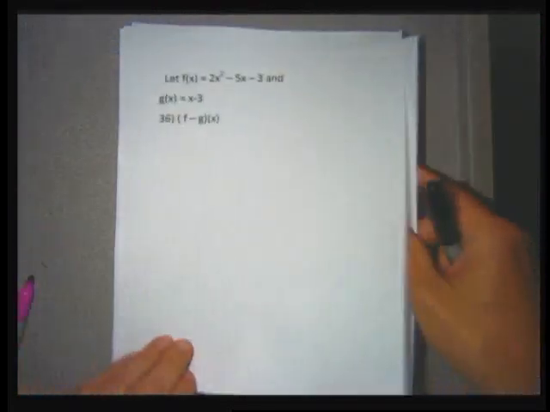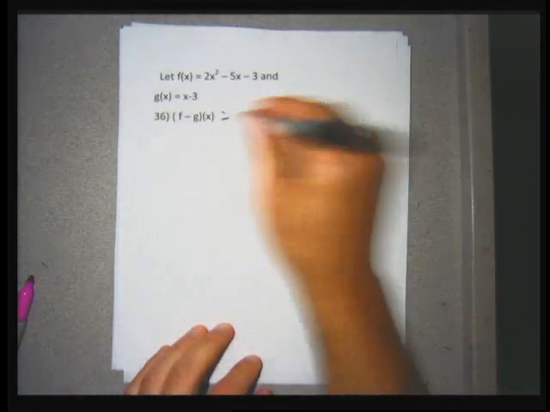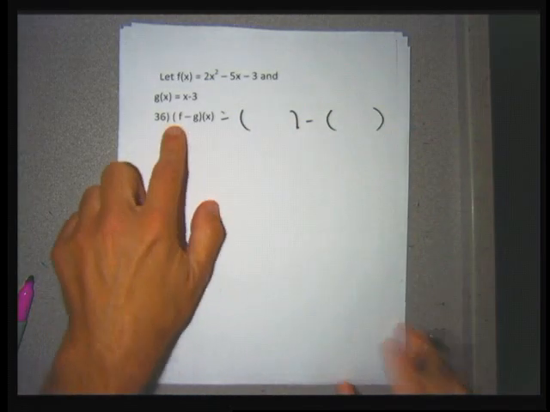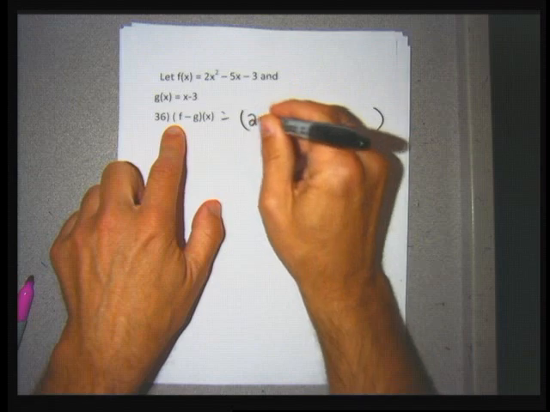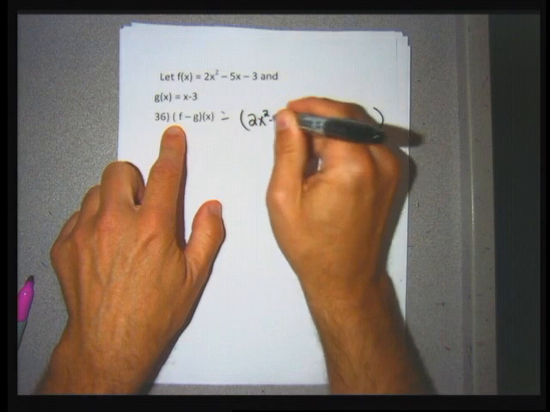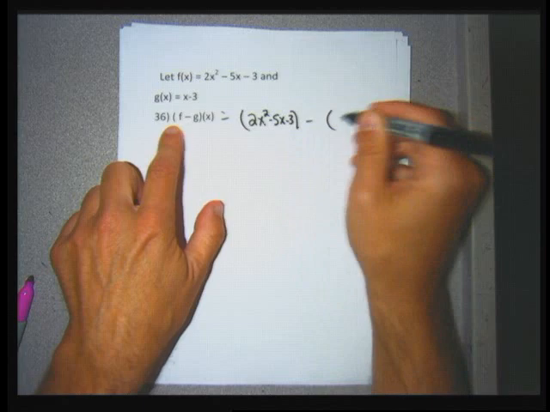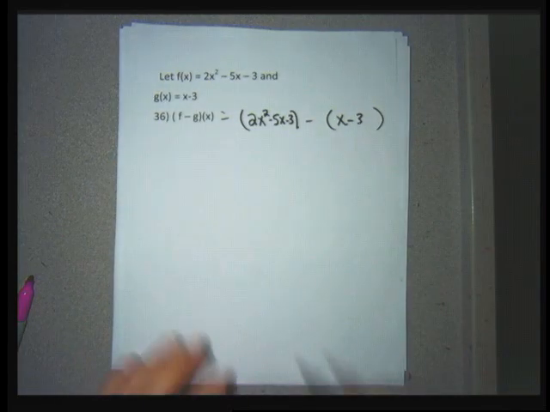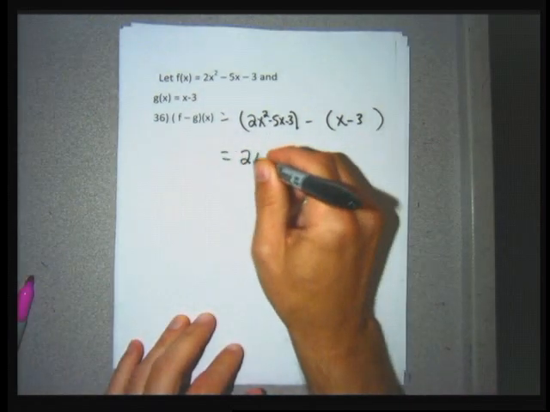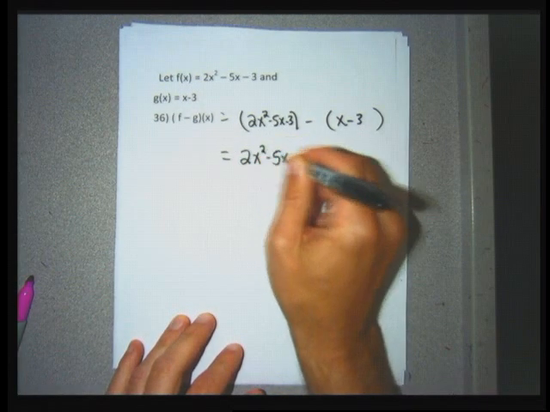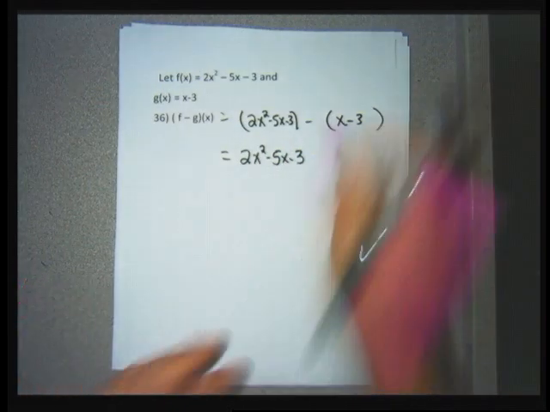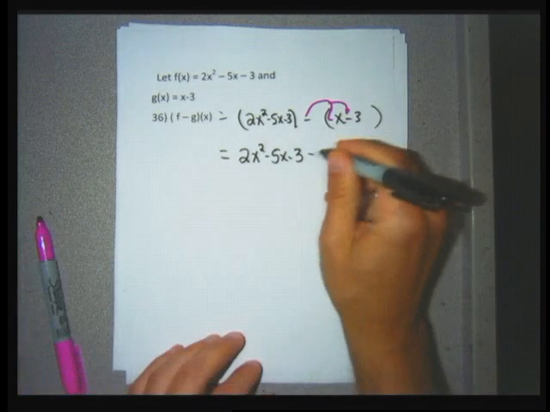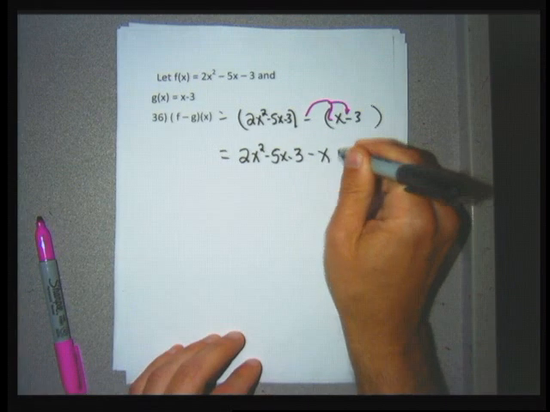Problem 36 wants me to do a subtraction. I'm going to write an equal sign, 2 parentheses separated by a minus, because the minus is between. I'm going to write the right side of the f function first, which is 2x squared minus 5x minus 3. Then the right side of the g function second, which is x minus 3. I'm going to simplify. First parentheses I can drop without doing any changing. I can leave it at 2x squared minus 5x minus 3. The second parentheses, the minus in front of it, is going to change the sign in front of the x and put a minus in front of it. Change that sign in front of the 3 to a plus.